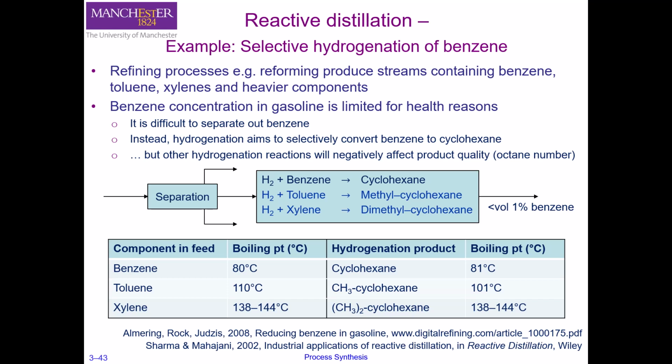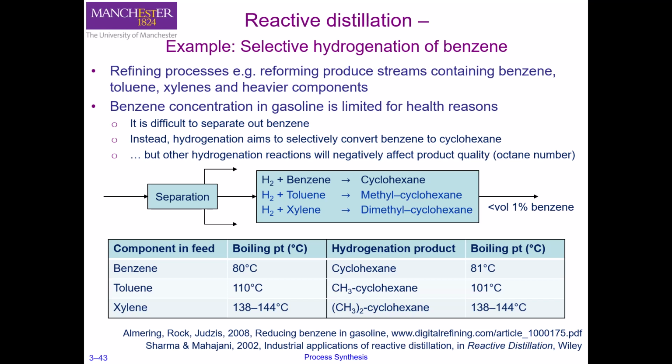Here we focus on three close boiling components: benzene, toluene, and xylene. And we want to explore a reactive distillation process where we selectively hydrogenate benzene to the point that the concentration of the benzene is less than 1%. The hydrogenation of toluene and xylenes should be avoided. So again, the goal is to do the reaction and separation within the same distillation column.